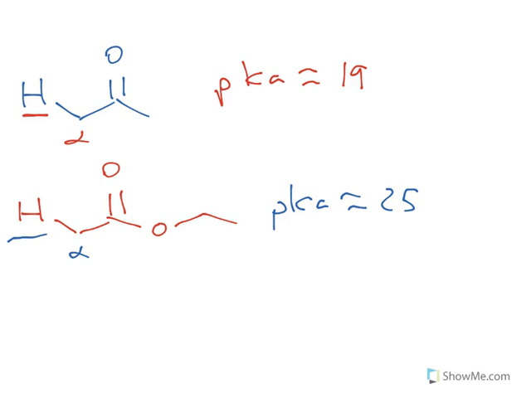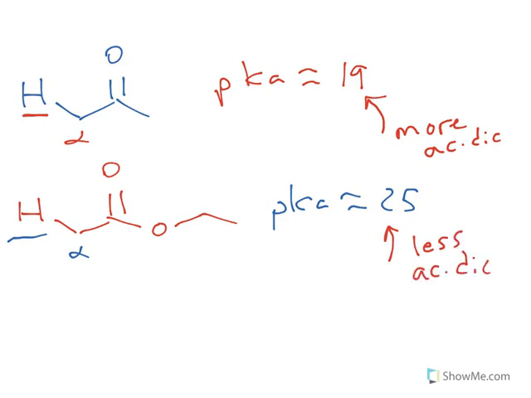So my question now is, which one is more acidic? What that means is that the ketone here is more acidic. And how do I know that? Of course, the lower the pKa value, the more acidic the compound is. And this one is less acidic. Higher pKa value, less acidic.